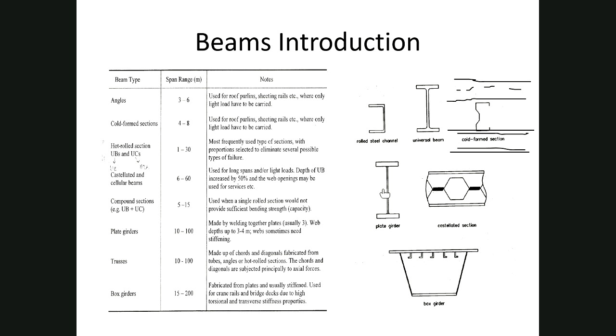And then we have a box girder, like here on the bottom, which is typically used for bridges. It's fabricated from plates and usually stiffened. So you have plates come together to make it, and then you might have stiffeners along the top so that you don't get local buckling. It's used for crane rails, bridge decks, and so on, because of its high torsional properties. Because it's a box, it's hard to twist in torsion. And it has good stiffness properties as well.